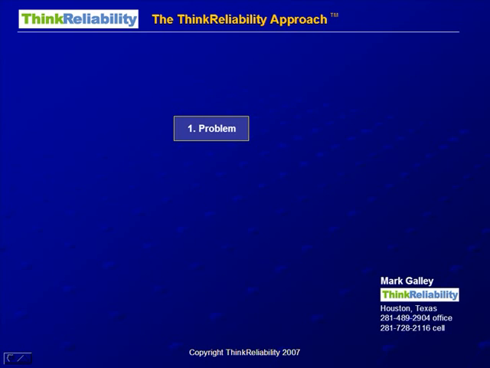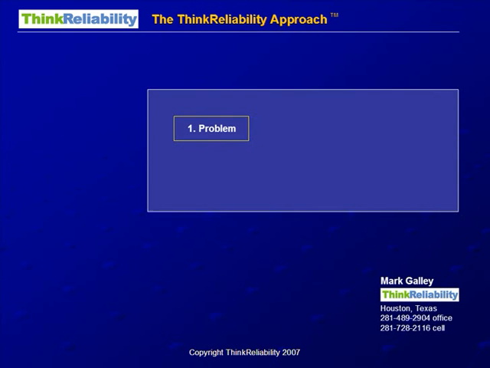I'm with ThinkReliability based out of Houston, and I'm going to give an overview of the ThinkReliability approach. In the middle of the screen is the word problem. When we investigate an issue, this is obviously the starting point of any incident that we work. That could be a delay in an order, or a manufacturing defect, or an equipment failure, a safety incident, a medication error. It could be a variety of different issues. We start with the problem.